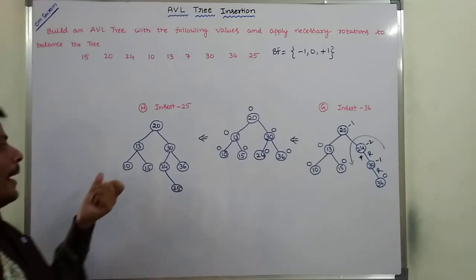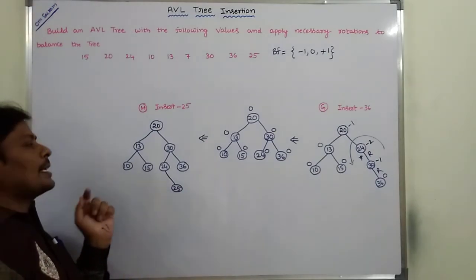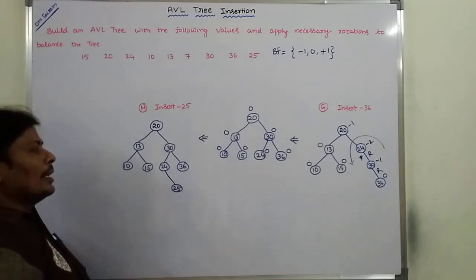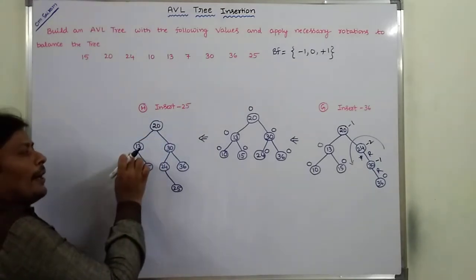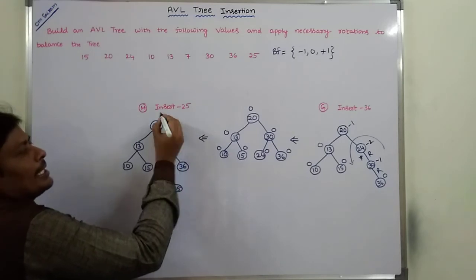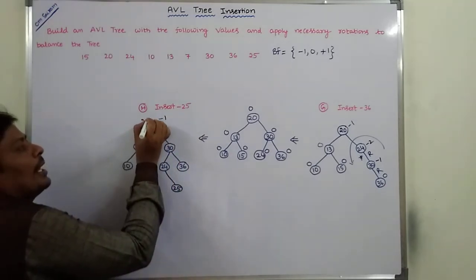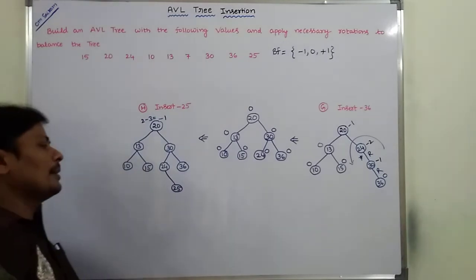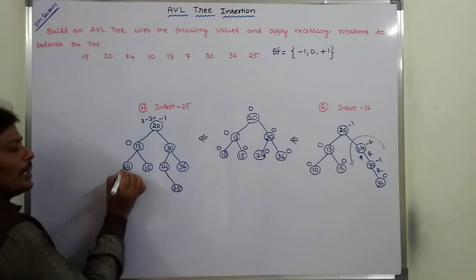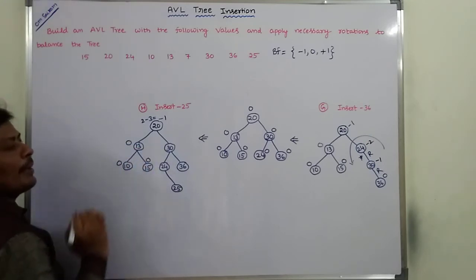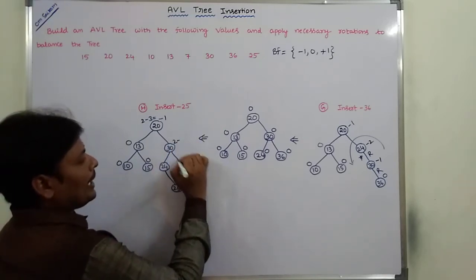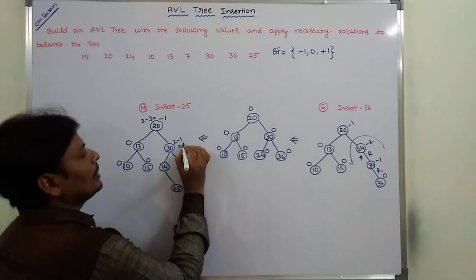Now, is it an AVL tree or not? For checking that, first we have to write the balance factors for each and every node. Here for 20, the height of the left subtree is 2, the height of the right subtree is 3, 2 minus 3 is minus 1. Next, for this node, 1 minus 1 is 0. For this node, 0 minus 0. For this node, 0 minus 0. For this node, the height of the left subtree is 2 and the height of the right subtree is 1, 2 minus 1 is 1.